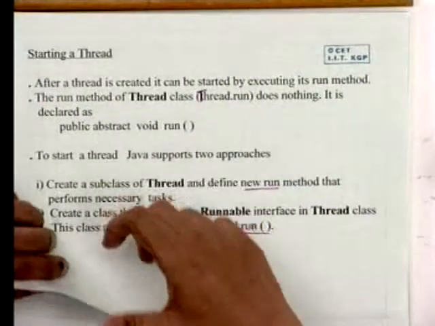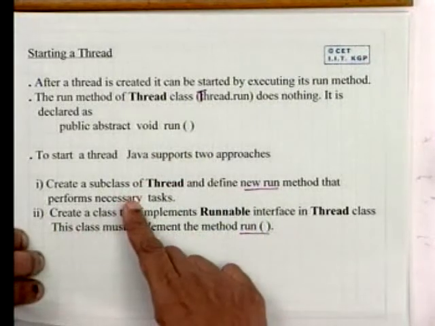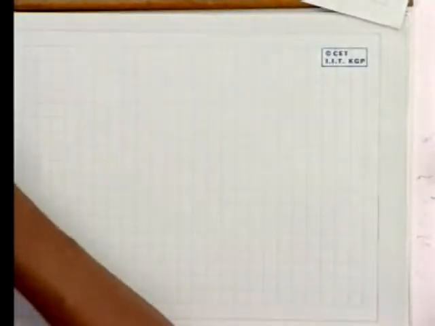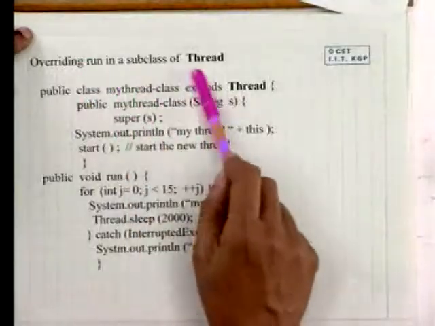So let's try to see, out of the two approaches for implementing the thread run method, let us take the first one, in which we create a subclass of Thread and define a new run method in it. For instance, let's say, overriding run in a subclass of Thread.